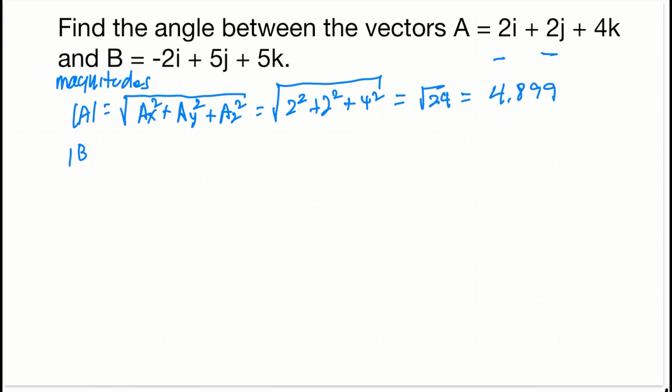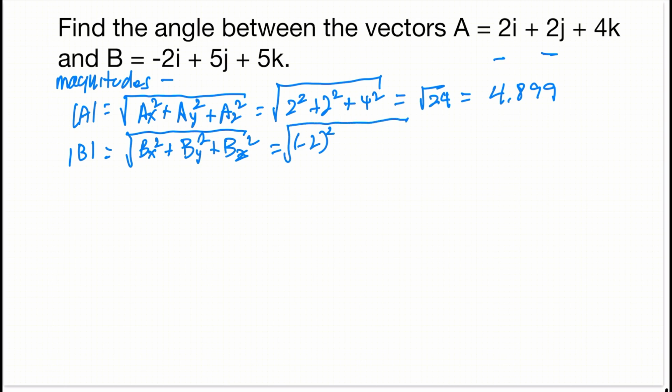Now the length of B is equal to the square root of BX squared plus BY squared plus BZ squared. Looking at B, it's minus 2 quantity squared, all underneath the square root sign, plus 5 squared plus 5 squared. So that's minus 2 squared is 4, plus 25 plus 25, so that's going to be the root of 54, and that is 7.348, just using our calculator.